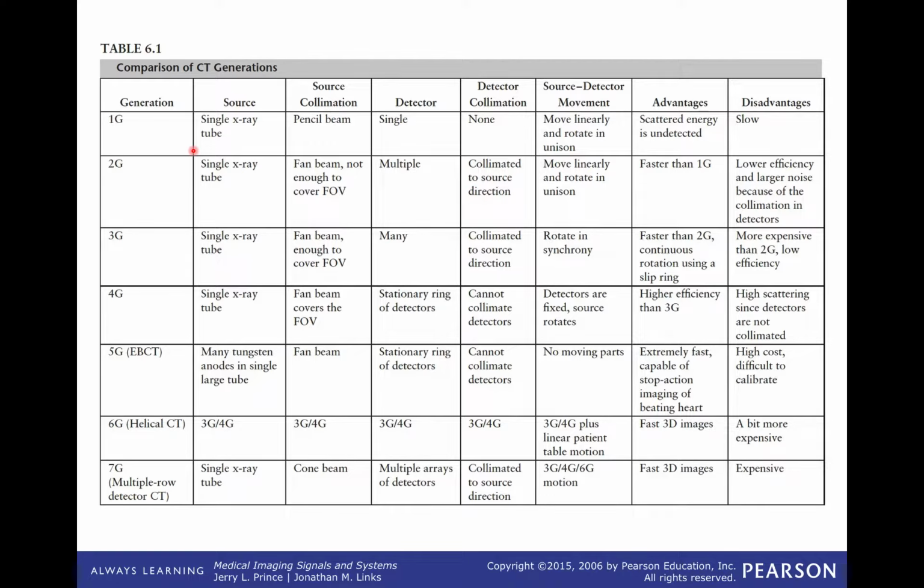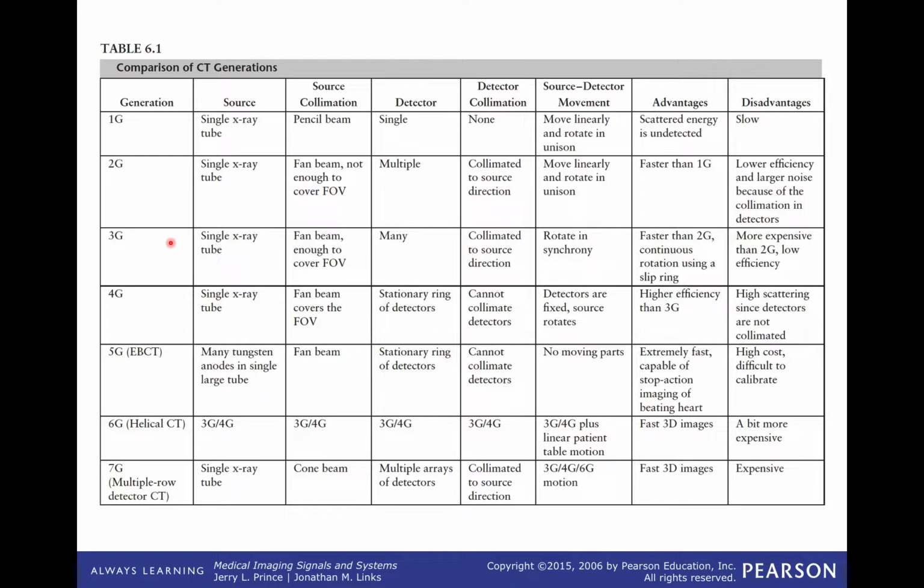So this is a table out of Prince and Links, and it describes the parameters of the different generations of CT scanners. You will not be responsible to know this history, okay? For those of us who were alive during this entire history, this table is quite interesting, right? For you guys, you're born somewhere in here, so it doesn't matter, right? What happened back here is historical artifacts, but it's nice to know the steps.